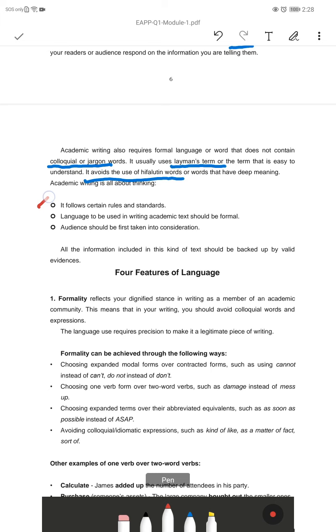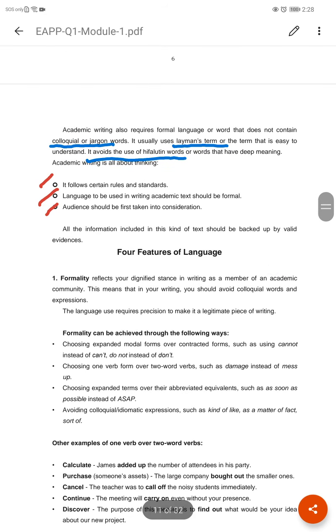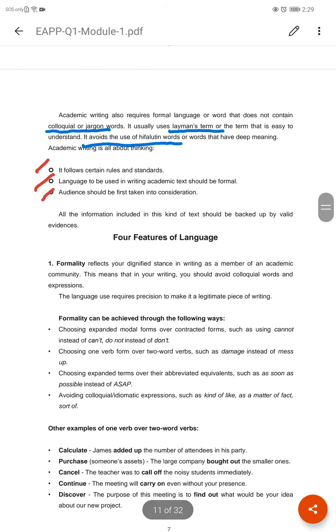So remember that when you're writing academic text, it follows certain rules and standards, because again, it's formal. Language to be used in writing academic text should be formal, again, because it is being used in schools. And audience should be first taken into consideration. What does that mean? It means that before you write your academic text, you should first think about who will be your audience. Who will be reading your text? Will they be students? Will they be elementary students? Will they be high school students? Or will they be the teachers?